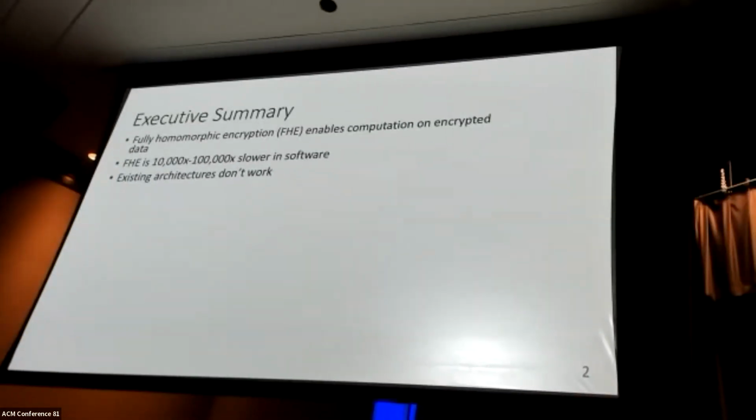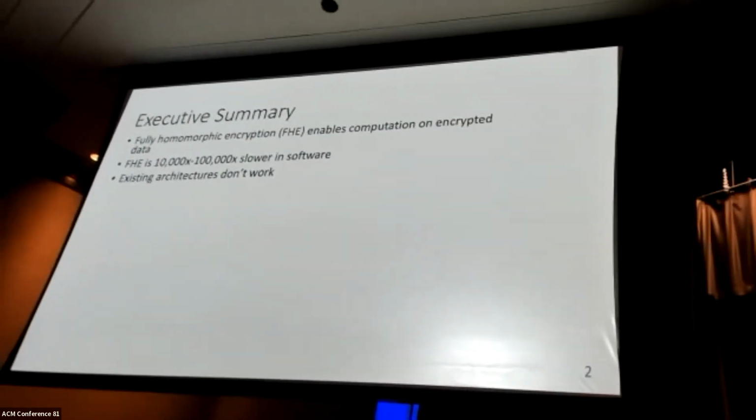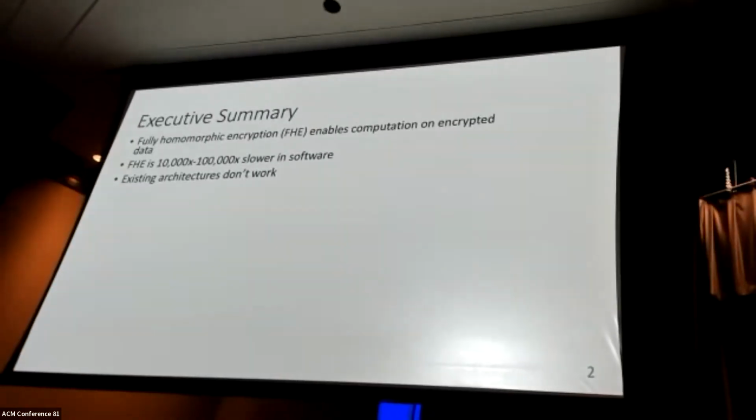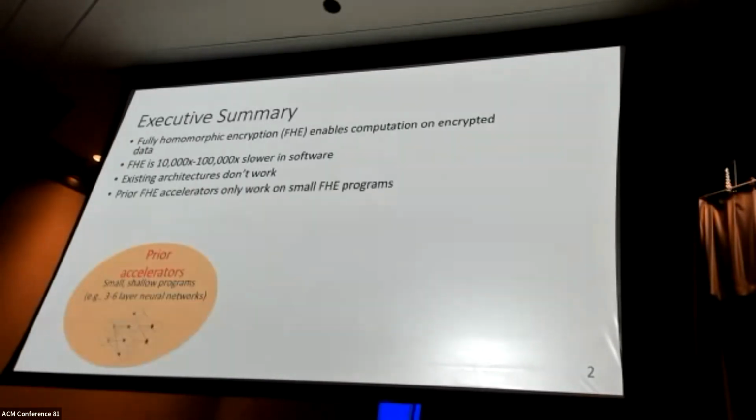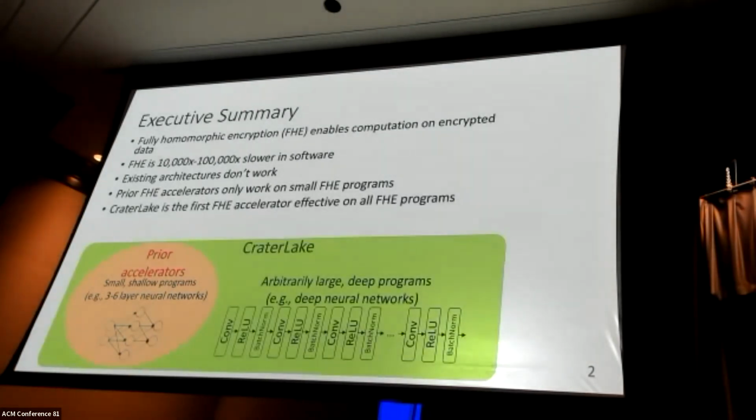The computational primitives of FHE do not map onto existing architectures like GPUs because these primitives have complicated all-to-all dependencies between their elements. And prior FHE accelerators are only effective on a limited set of small FHE programs, like 3 to 6 layer neural networks, but they falter on larger programs like deep neural networks. CraterLake is the first FHE accelerator that is effective on programs of any size.